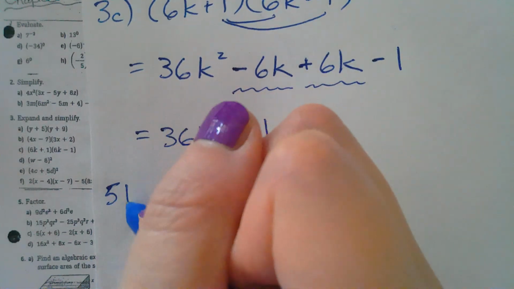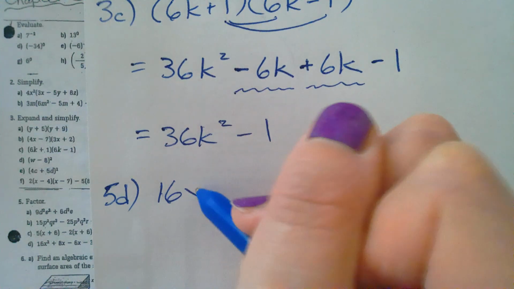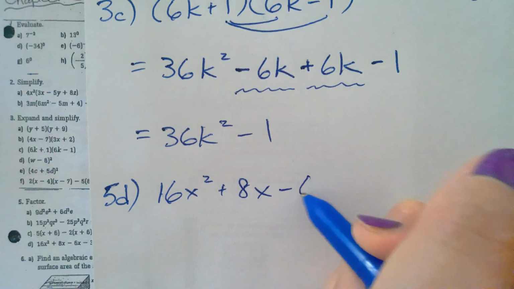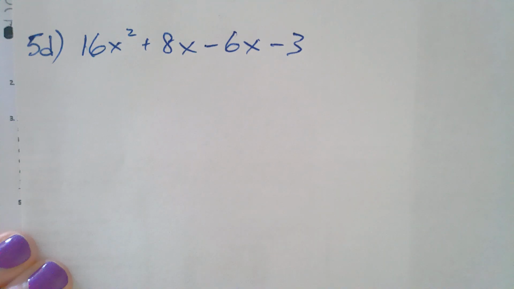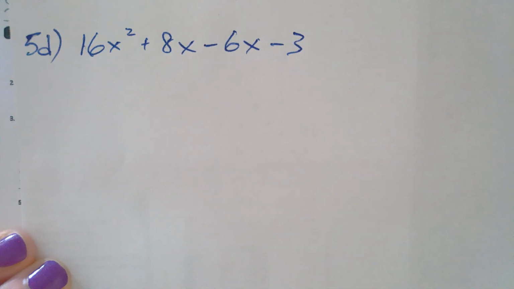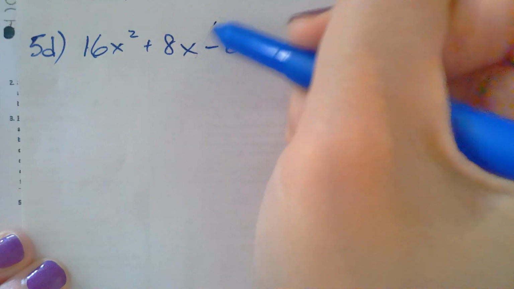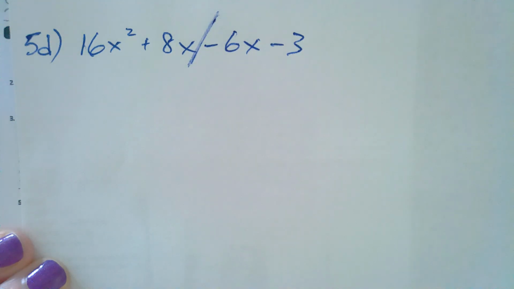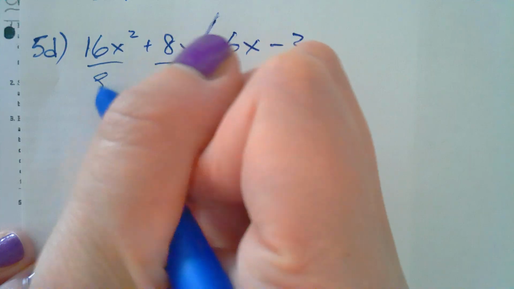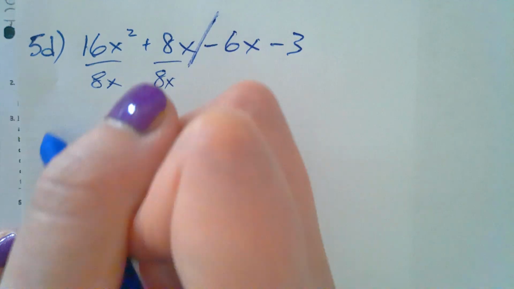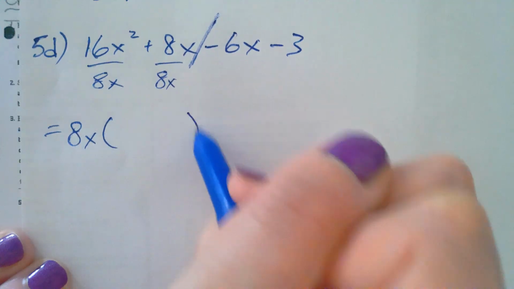5D. 16x squared plus 8x minus 6x minus 3. William, can you help us with this one? Okay, so how many terms do you see? 4. So whenever we see 4 terms, what comes to mind? Group factoring. Yep, so we're going to split these two with these two. What can I take out of the first 2 terms? 8x. Yeah, good. I can take an 8x out of here. Okay, so what's left?